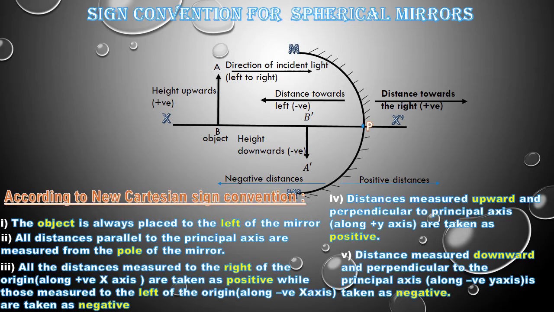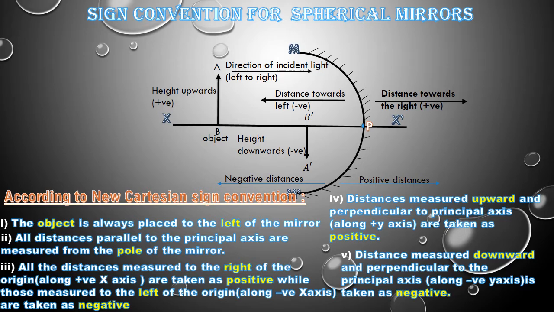So here the pole of the mirror is taken as the origin, as you can see, and the principal axis of the mirror is taken as the x-axis, that is X'X of the coordinate system. Let us look into the postulates. First one, the object is always placed to the left of the mirror. What does this mean? This implies that the light from the object falls on the mirror from the left hand side. That means the direction of incident light is from left to right.